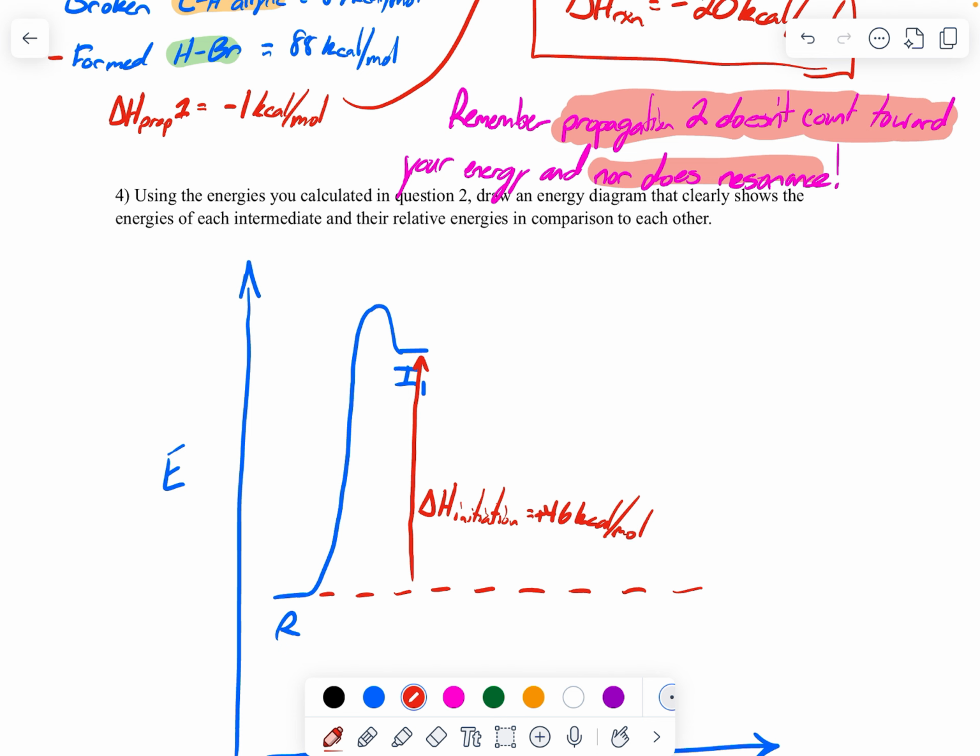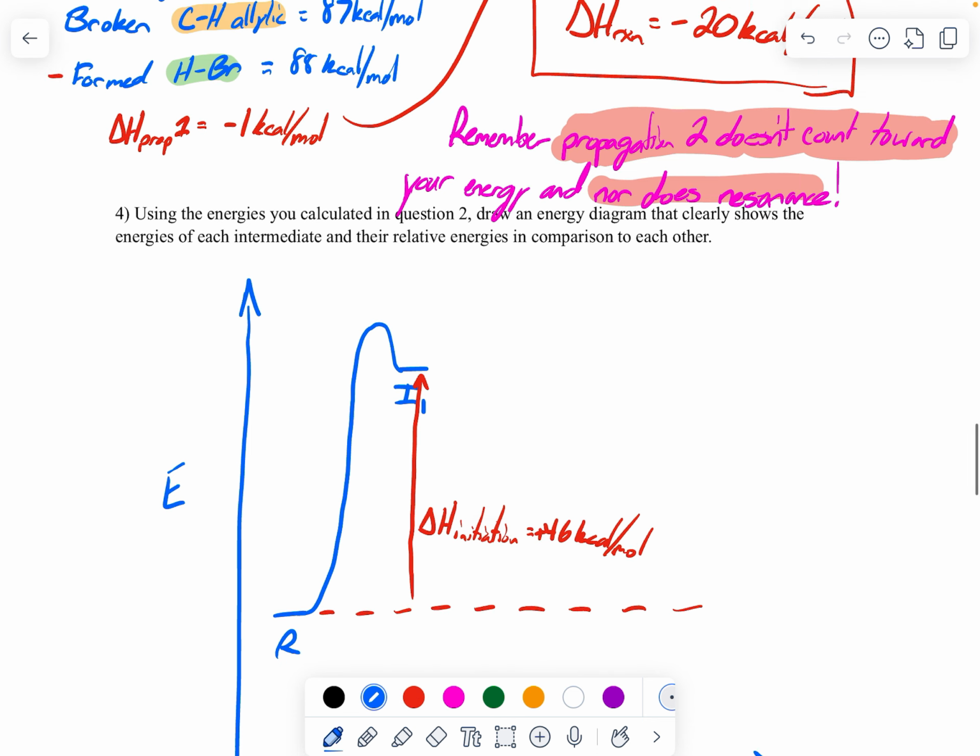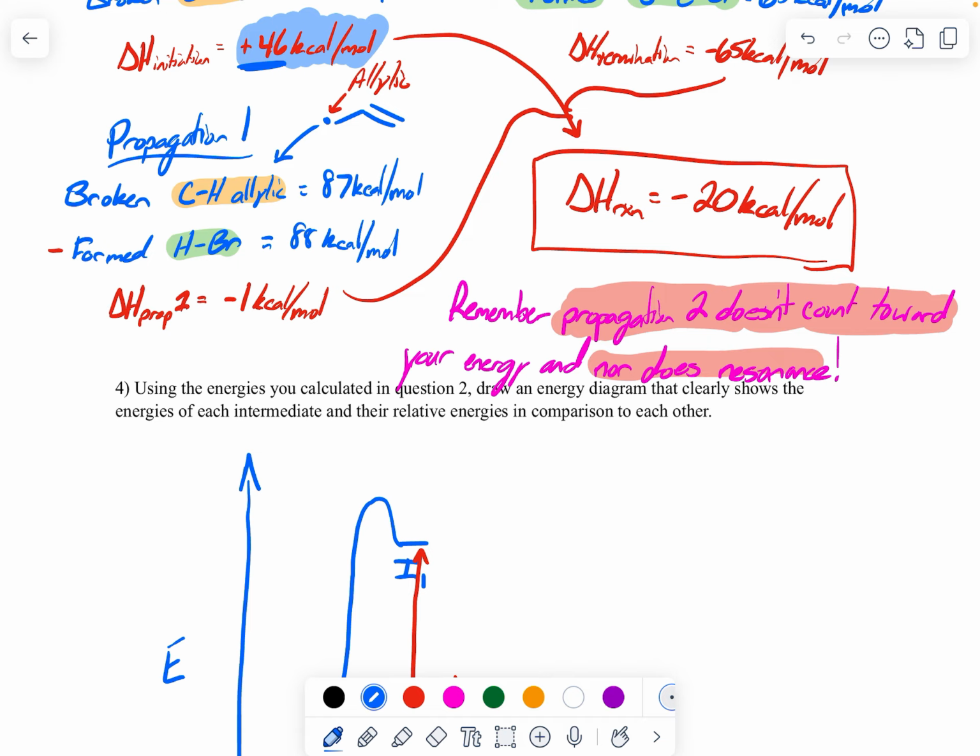kilocalories per mole. Now we can do the same thing for I2, but notice after propagation 1, where we're forming our HBr bond and breaking that CH allylic, we actually get paid back a little bit.